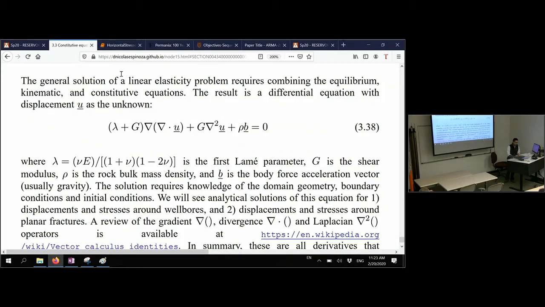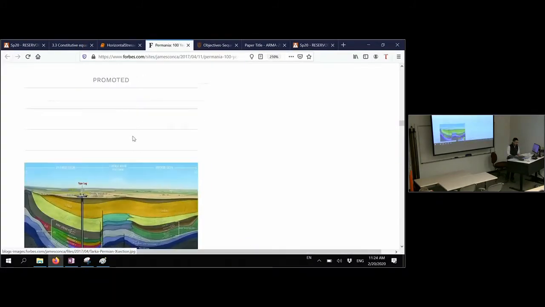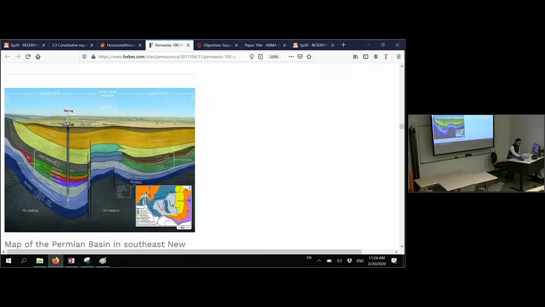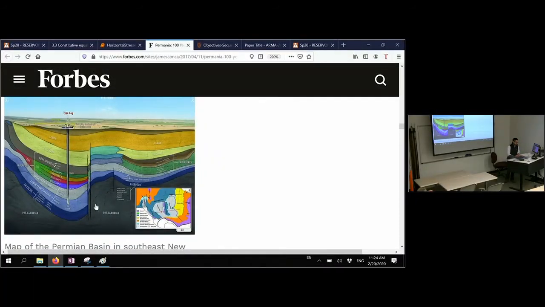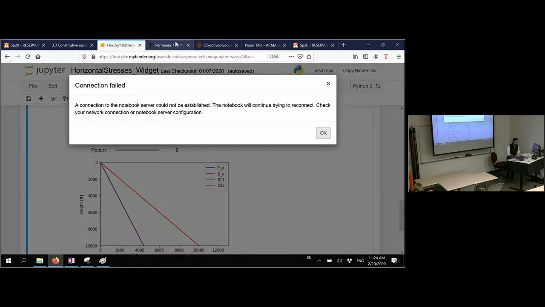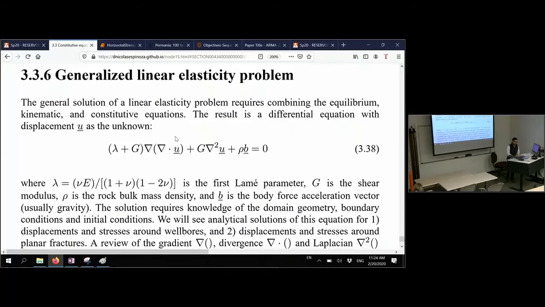But remember, if you want to solve a problem like stresses in something which is a little bit more complex than the simple flat domain that we have, or stresses for an inclined wellbore, stresses close to a wellbore, stresses near a fracture, then this is what you have to solve. This one. And usually you will do that numerically. But let me tell you a little bit about this equation, how we get there, and then we'll continue, all right?